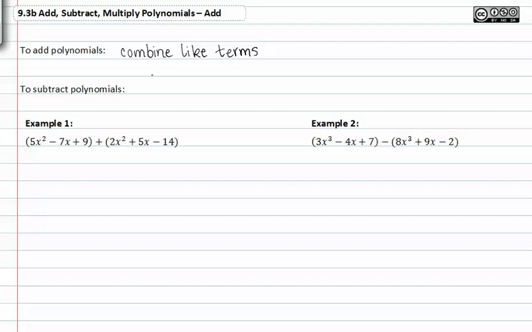To subtract polynomials, you first have to distribute the negative. And then combine like terms.